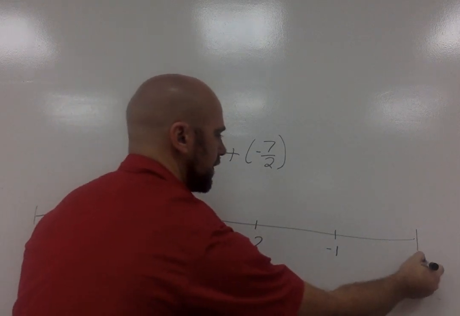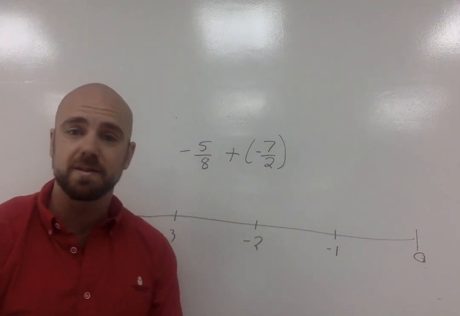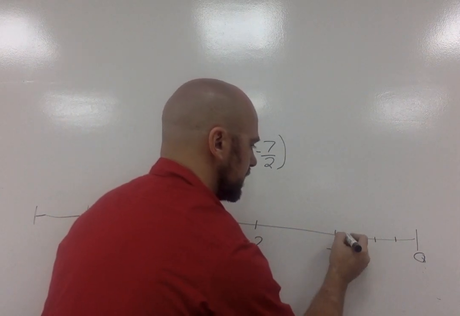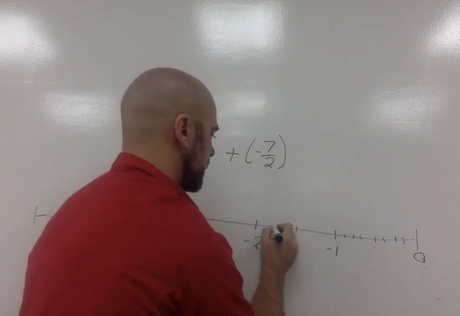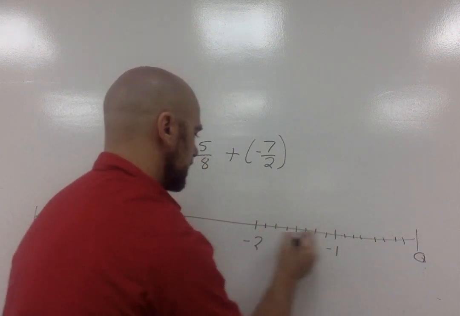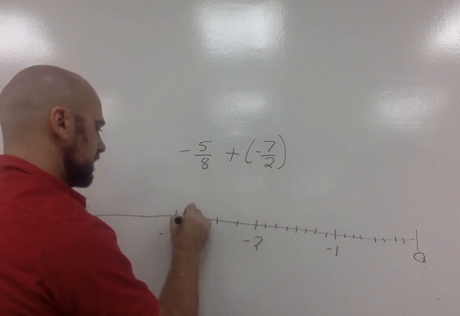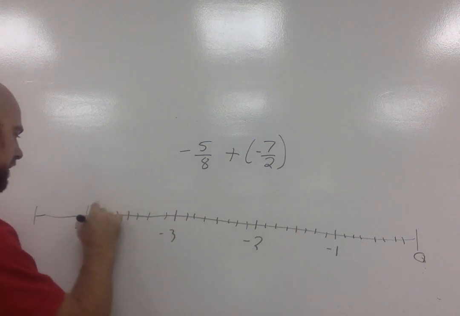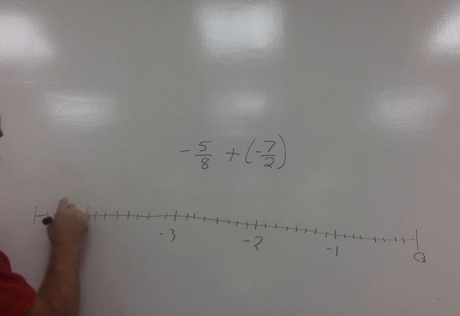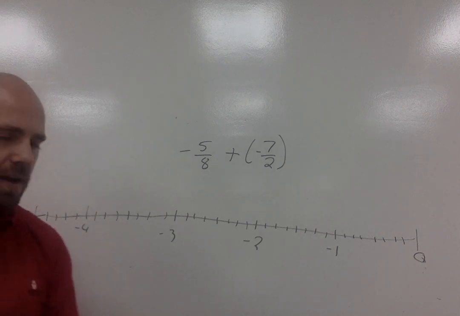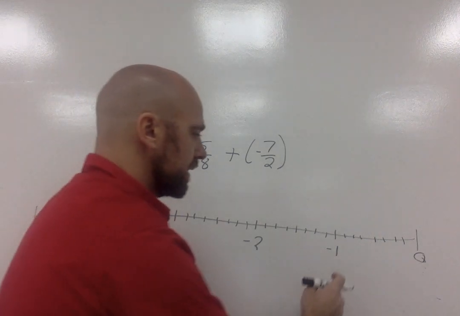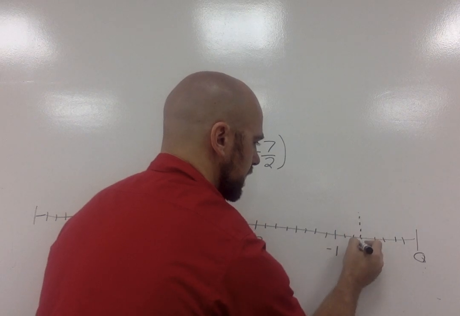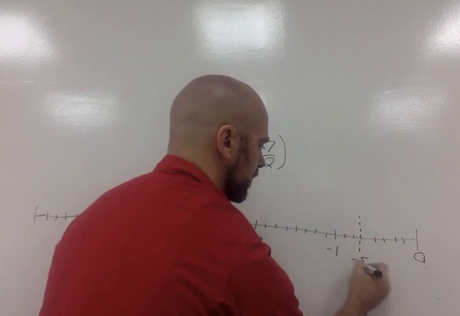Now, when I'm looking at my first fraction, I have it broken up into eighths. So that means I have to have 8 sections. Okay, so that's halves, quarters, eighths, and I repeat that for each whole number. Let's say that's half, quarter, and then eighths. There. So I'm starting at negative 5 over 8. So 1, 2, 3, 4, 5. So this is my starting point. So negative 5 over 8.